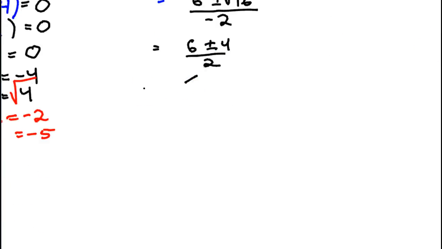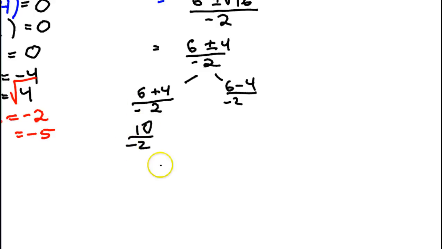So we have 6 plus 4 over negative 2, and 6 minus 4. Oh yeah, these are negative 2's. So 6 plus 4 is 10. 10 over negative 2 is negative 5. 6 minus 4 is positive 2. 2 over negative 2 is negative 1. And of course, everything matches up.